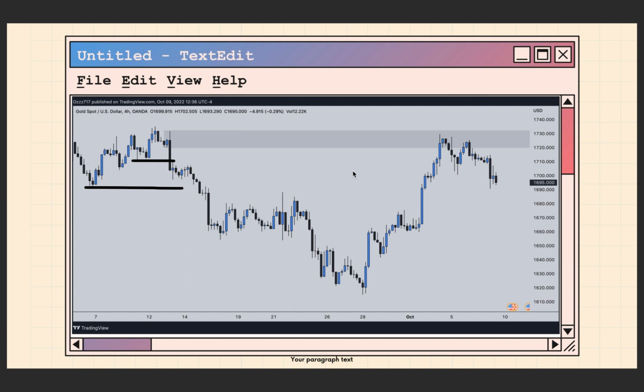Now, order blocks alone with no other analysis or confirmations are not enough to take trades alone. There are many other elements to consider when taking a trade, which we will cover. Order blocks are just a key element. Let's look at some live examples of what's on the charts right now.